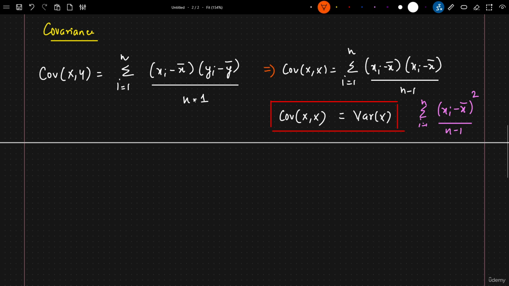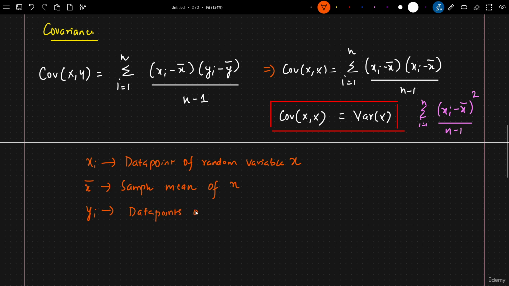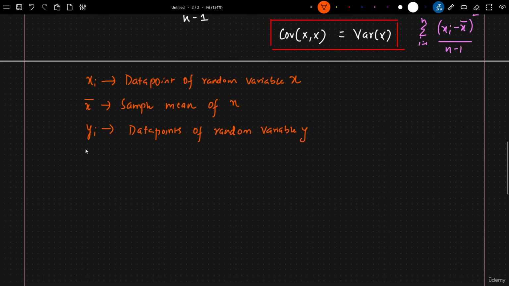So here I'm going to write x of i. x of i is nothing but my data points of random variable x. Okay. Then what is x bar? x bar is nothing but the sample mean of x. I hope this is really simple for you all to understand. y of i, what is it? Data points of a random variable y. Now y bar is nothing but the sample mean of y.